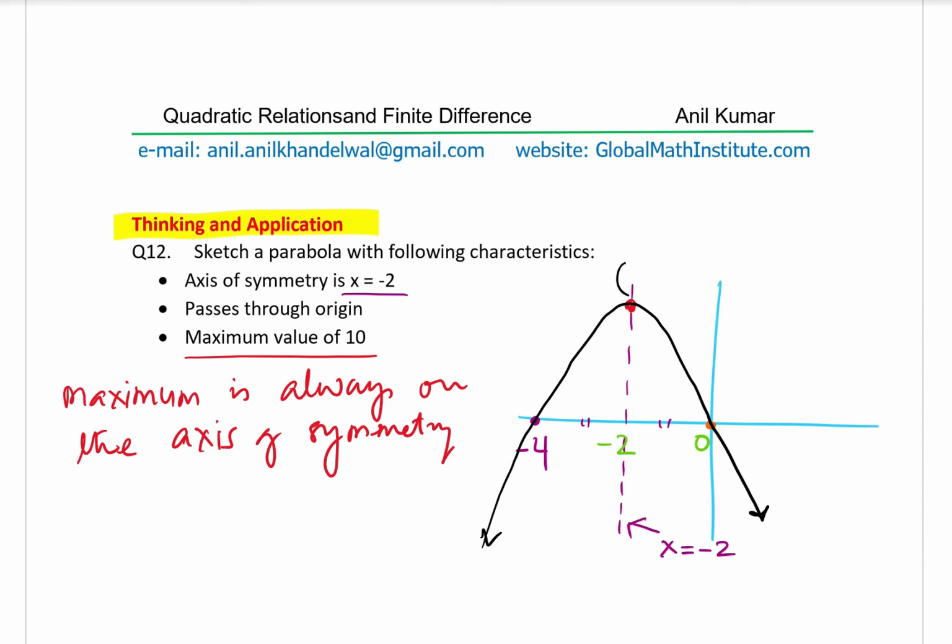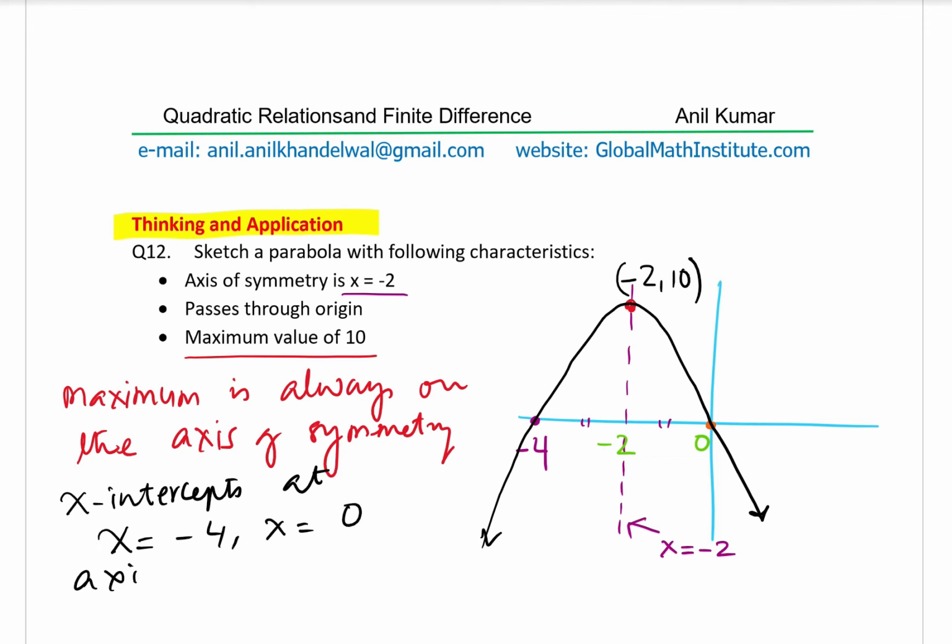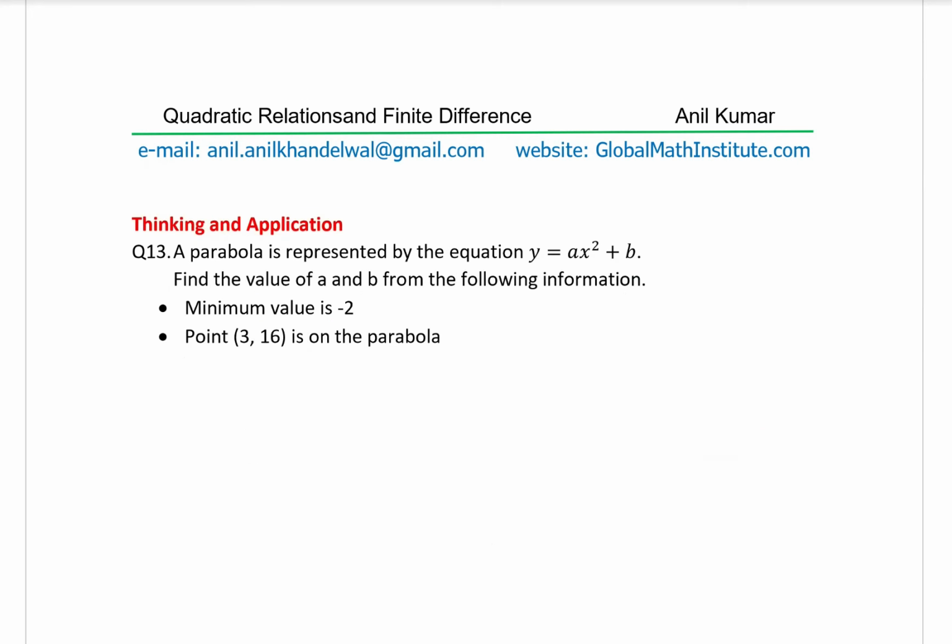So this is your vertex, which is (-2, 10). We have a point here, 2 x-intercepts. So we have x-intercepts at x equals -4 and x equals 0. Axis is at x equals -2. Is that clear to you? So that becomes the graph of the parabola. So that is how you could answer this question. Extremely important question from a test point of view. So I'm again putting a star here. It is a level 2 question.